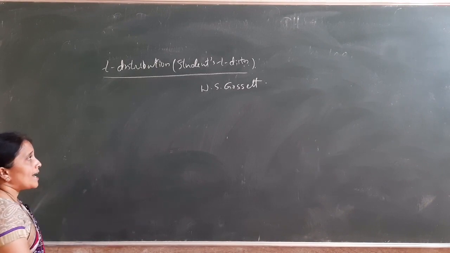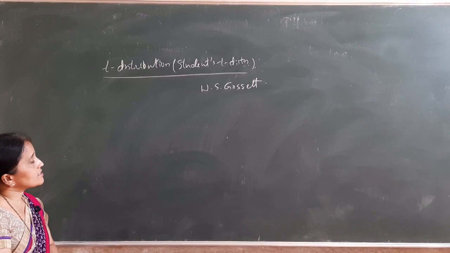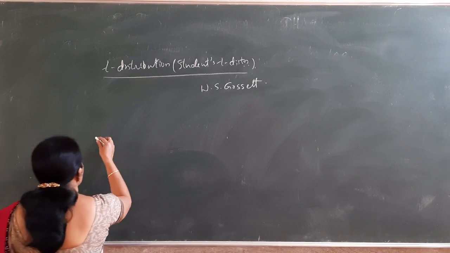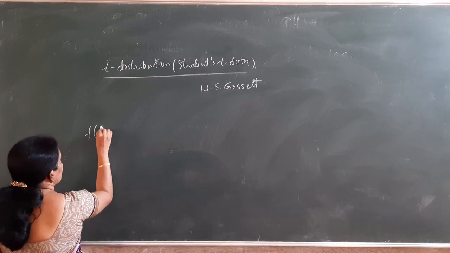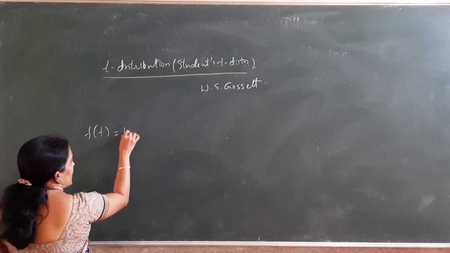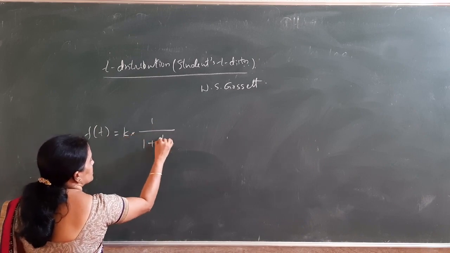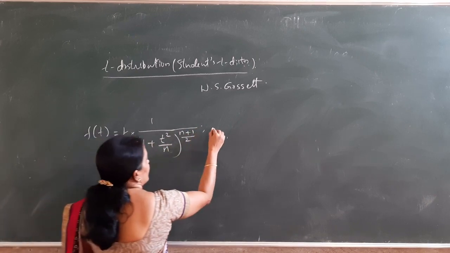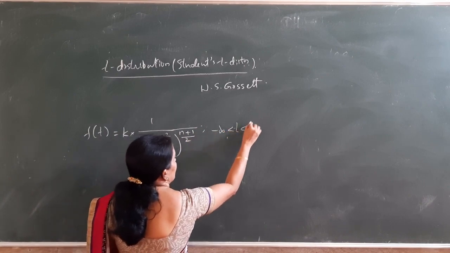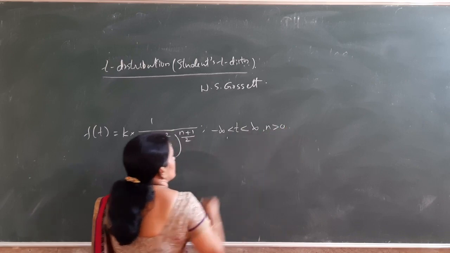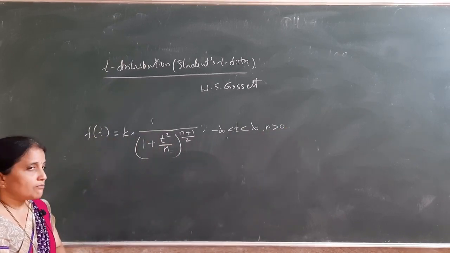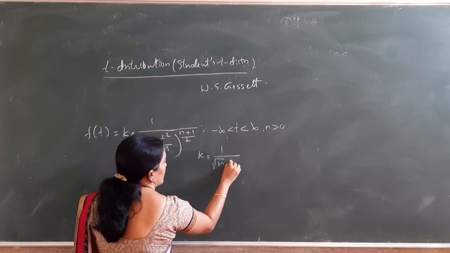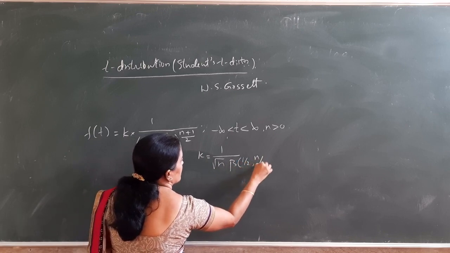Next, what is the probability density function of a T distribution? The T distribution is a continuous theoretical distribution, and the probability density function is given by f of t equals k into 1 by (1 plus t square by n) whole power (n plus 1) by 2, where minus infinity less than t less than infinity, n greater than 0. This is the probability density function. Here, k is equal to 1 by root n into beta (half comma n by 2).